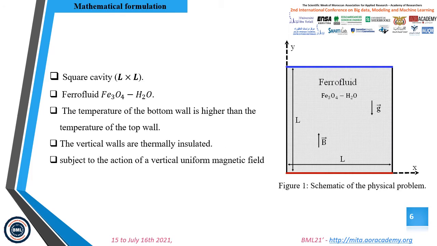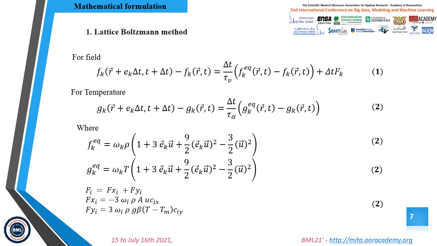The configuration adopted in this study is a square cavity filled with ferrofluid whose horizontal walls are subjected to a vertical destabilizing thermal gradient, while its vertical walls are thermally insulated and subject to the action of a vertical magnetic field. The numerical method used in this study is the Lattice Boltzmann method.